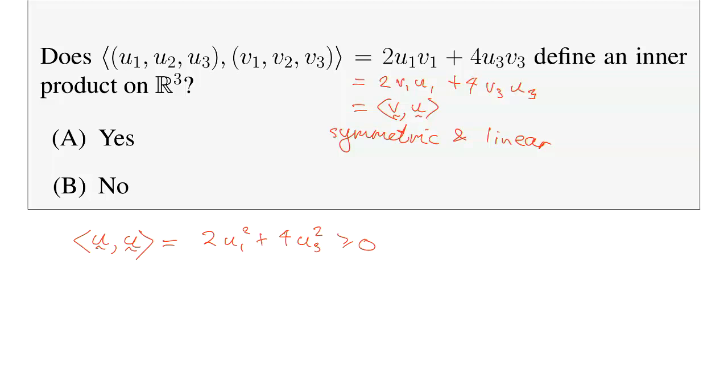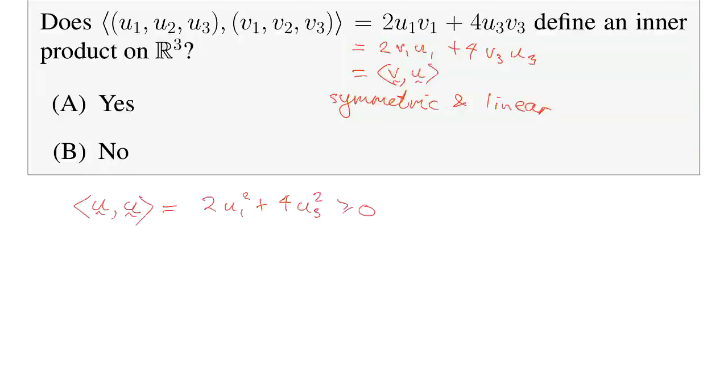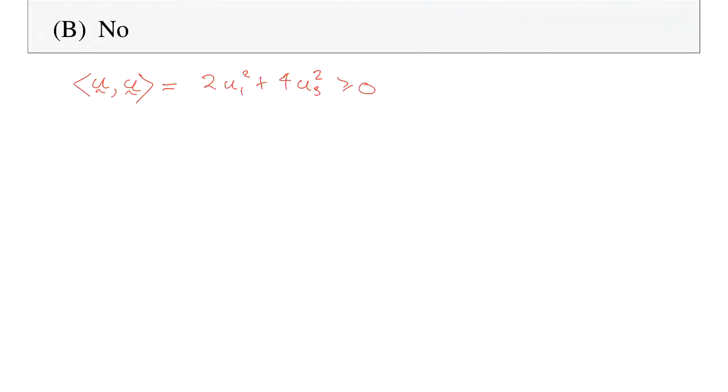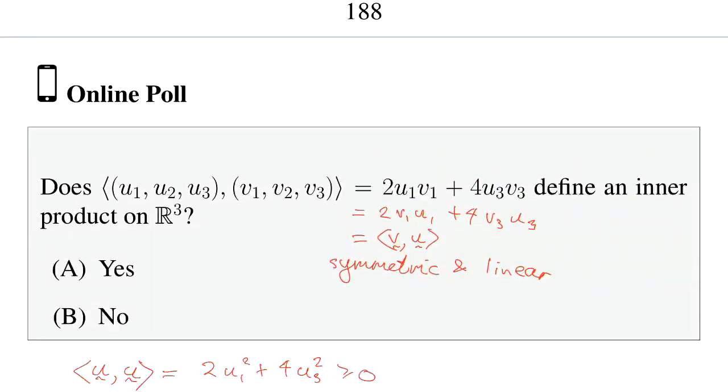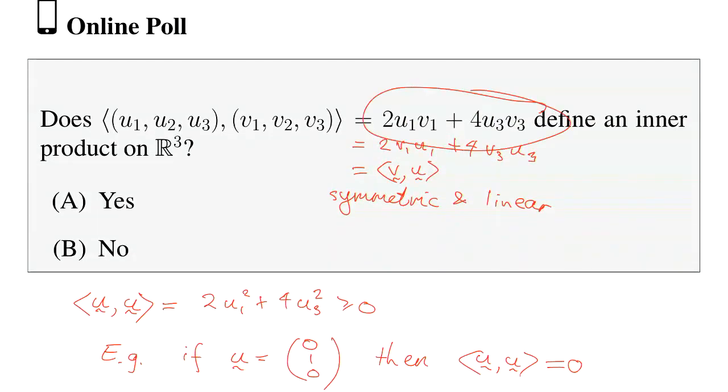0, 1, 0 is a perfectly good example. In fact, as long as you pick u1 and u3 to be 0, it doesn't matter what you pick u2 to be. So, for example, if u is (0, 1, 0), then we still have the inner product of u with itself equal to 0, but u is not 0. And you can pick anything non-zero for the second entry of u and you get the same problem. It's not surprising, because this thing doesn't know anything about u2, so it already looks a bit fishy.